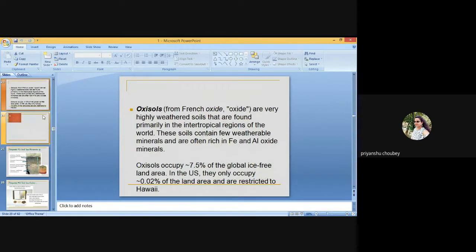Oxisols are not found in India despite all the favorable conditions for their formation. The acidic nature of the soil does not allow desilication, and therefore the formation of Oxisol from Ultisols as proposed in the soil genesis model is not true.